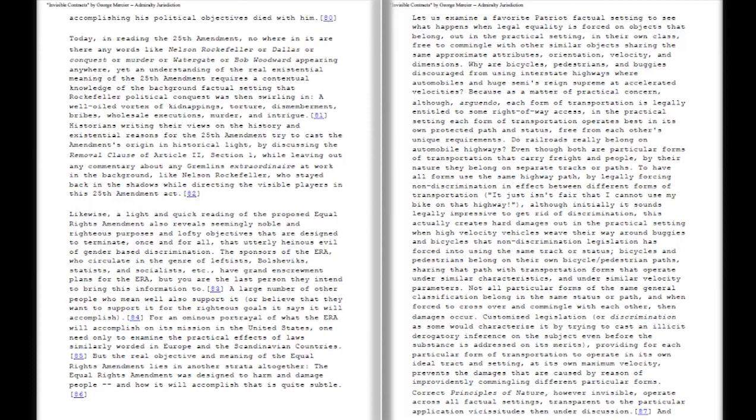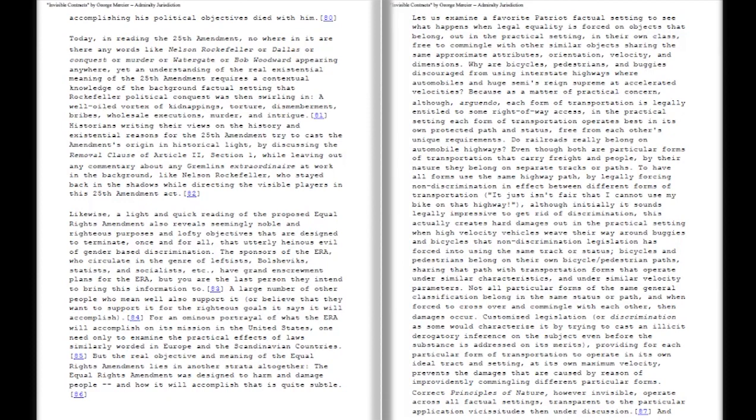Bicycles and pedestrians belong on their own bicycle/pedestrian paths, sharing that path with transportation forms that operate under similar characteristics and under similar velocity parameters. Not all particular forms of the same general classification belong in the same status or path, and when forced to cross over and commingle with each other, then damages occur.